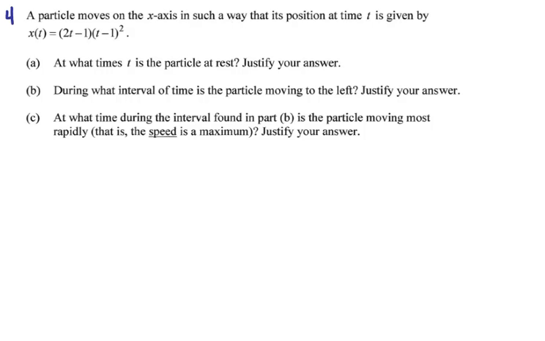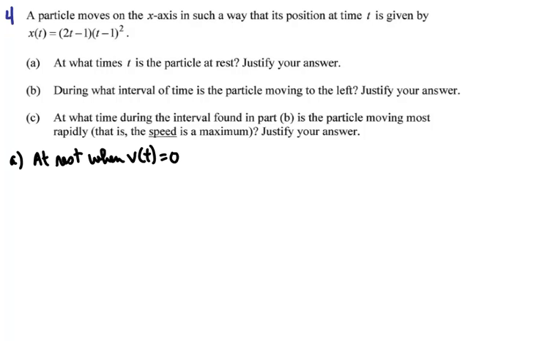Okay, we'll go into problem number 4. And again, I won't read through it. We're trying to find out where the particle is at rest. And when it says to justify it, this is what I usually do. I start my justification at the beginning. The particle is at rest when velocity is equal to 0.